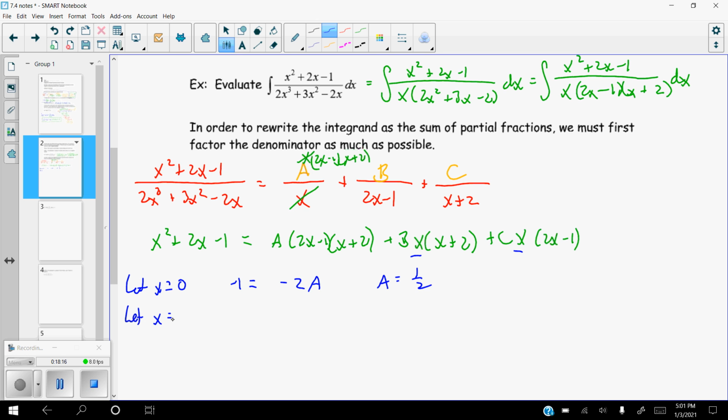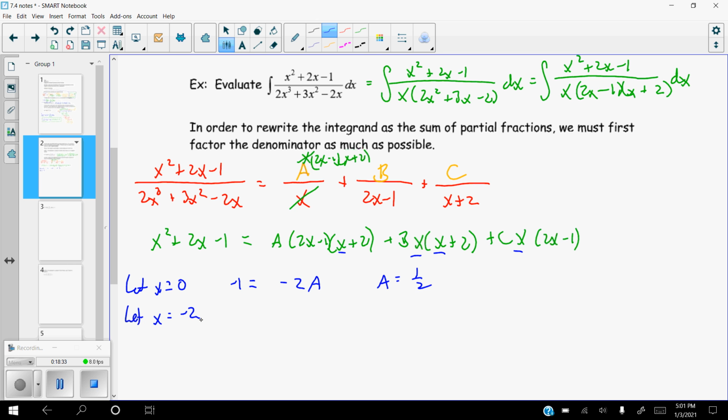Well, what else could we make go away? We could make a and b go away very easily if we let x equal -2, because then if I plug -2 in here and -2 in here, those are going to become 0. That's nice. So let's let x equal -2.